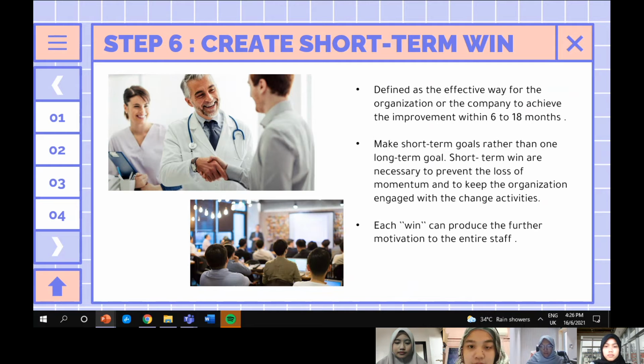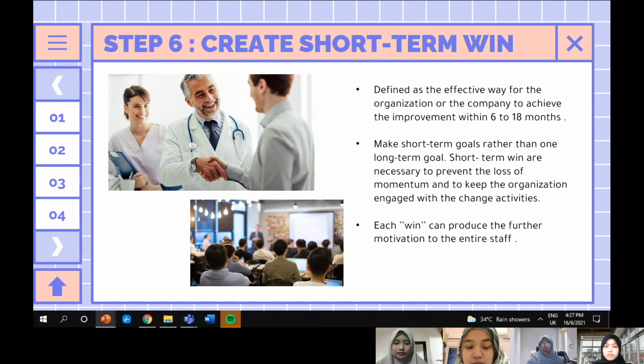So of course, if we want to do a change process, it takes time. To achieve the improvement within 6 to 18 months, it takes a while to reap any reward or any achievement. So the effective way is to make short-term goals rather than long-term goals. In this step, people are more likely to think that the effort we're doing is wasting our time, but it actually keeps the organization engaged with the new changes.